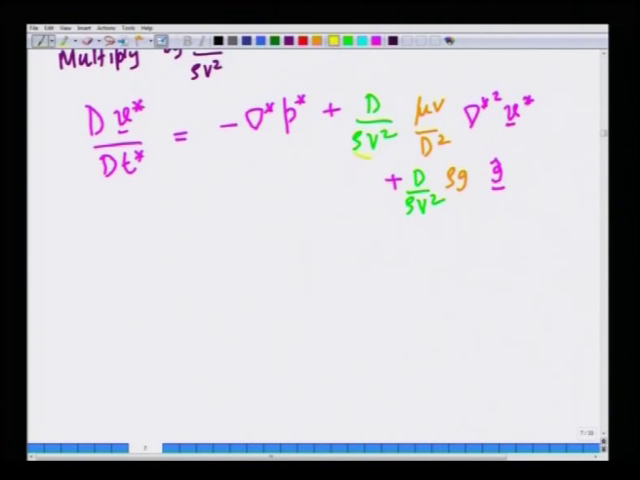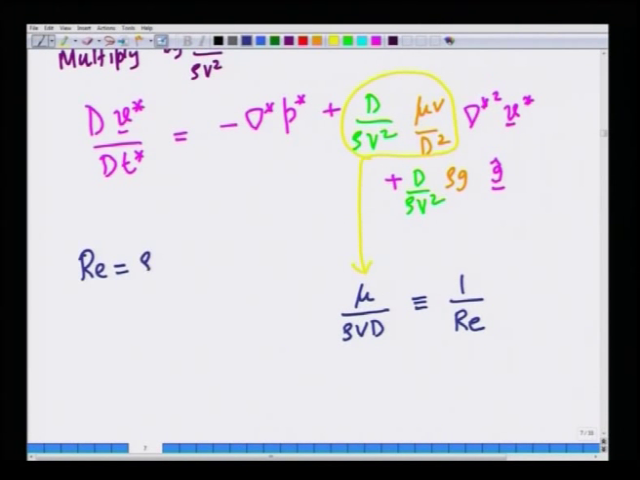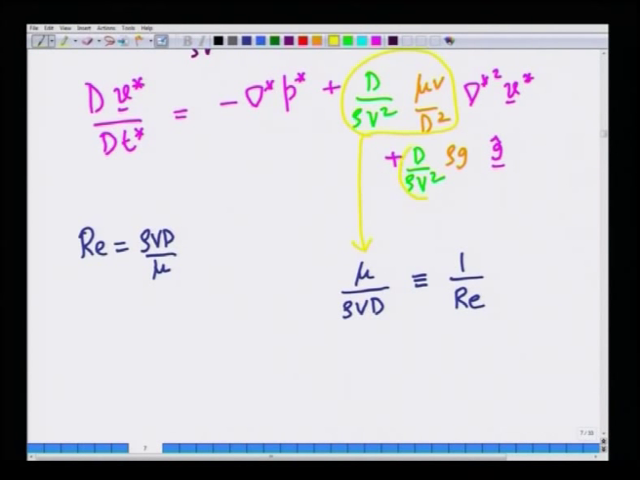If you consider this combination, this is essentially mu by rho v d, which is 1 over Reynolds number, because Reynolds number, if you remember, we just defined as rho v d divided by mu. That is one non-dimensional group. Now, the other non-dimensional group comes from this part. This is nothing but d g divided by v squared.